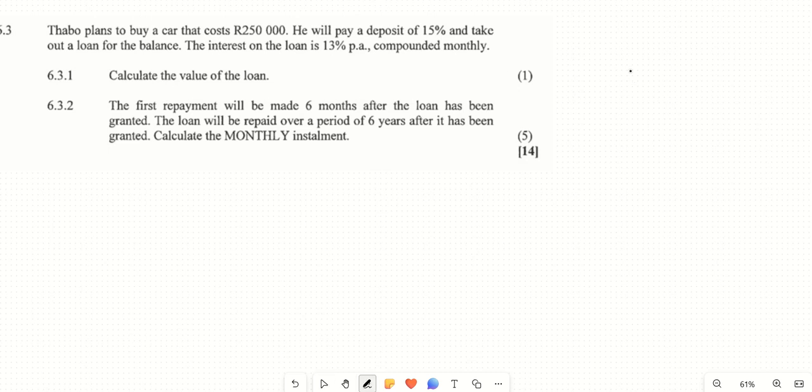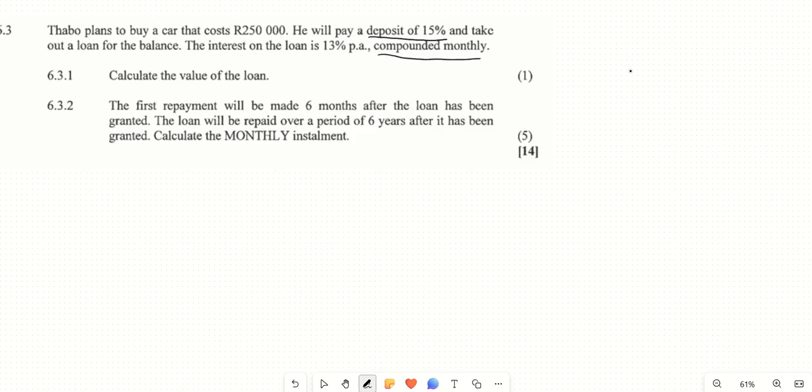Okay, let's look at this question. Question: Tower plans to buy a car that costs 150,000. He will pay a deposit of 15% and take out a loan for the balance. The interest on the loan is 13% per annum, compounded monthly. 6.3.1. Calculate the value of the loan.